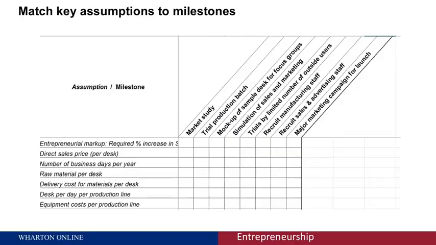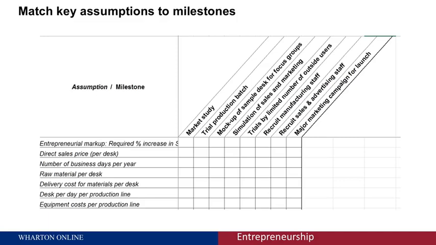So the next step in the business would be to match these key assumptions to milestones. So you've just surfaced some assumptions that might be large. Perhaps that's the direct sales price per desk. That might be a very big assumption. So we now have the list of milestones that they're hoping to achieve. And we have these assumptions, and we've now identified our key assumptions.